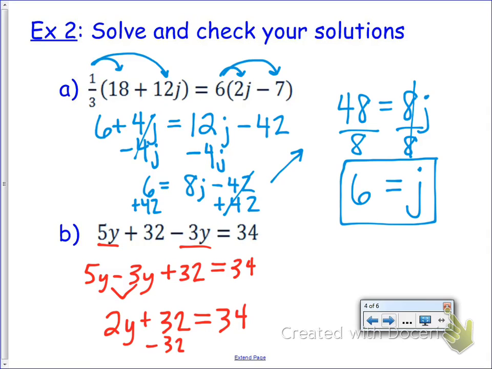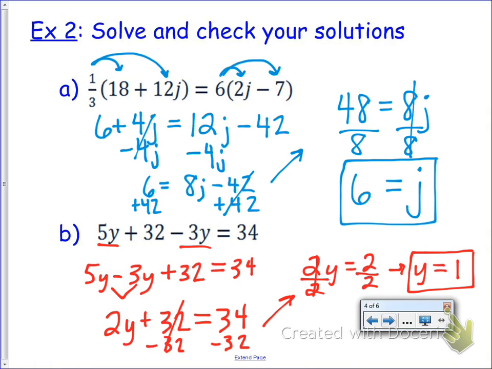Combine like terms, or you're basically working backwards. y is being multiplied by 2 and added by 32, so I'm going to subtract 32 from both sides. I get 2y equals 2. Divide by 2, I get y equals 1.